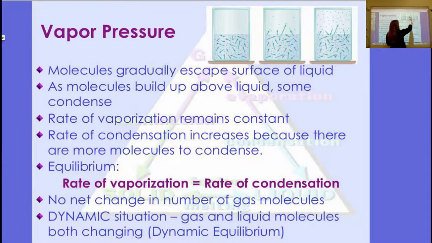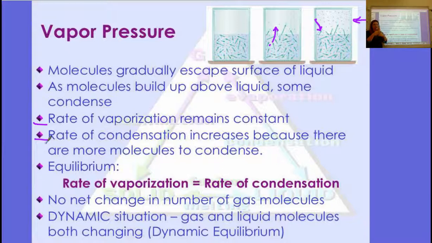Molecules, you can see from this picture, gradually try and escape from the surface of the liquid into the gas phase. As molecules build up above the liquid, they become more numerous in the gas phase. Sometimes they'll condense, usually against the walls because they're cooler. You can watch this happen if you put a lid on your boiling spaghetti. It'll condense and fall back into the liquid state. So this rate remains constant. Some liquid is trying to escape to a gas. Some gas is going back to a liquid.